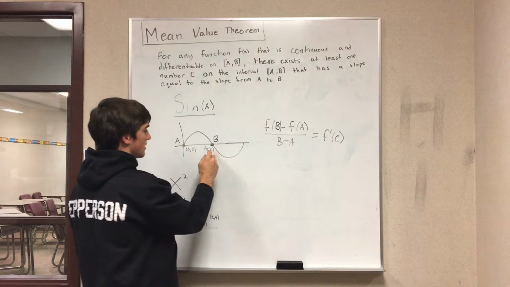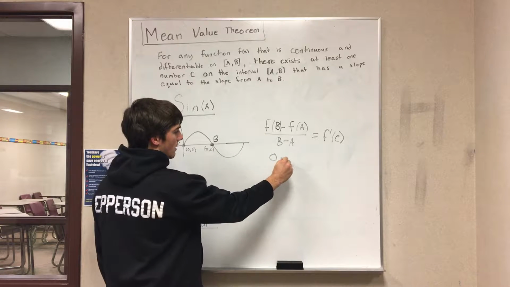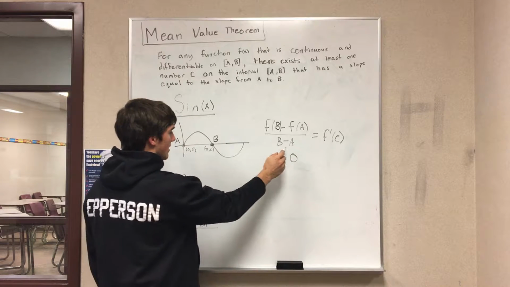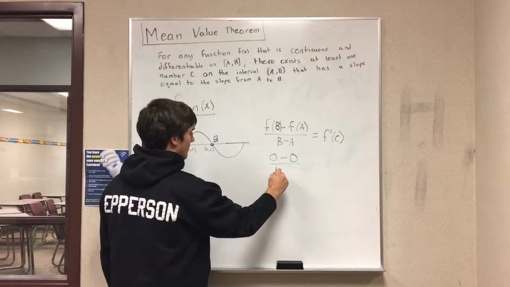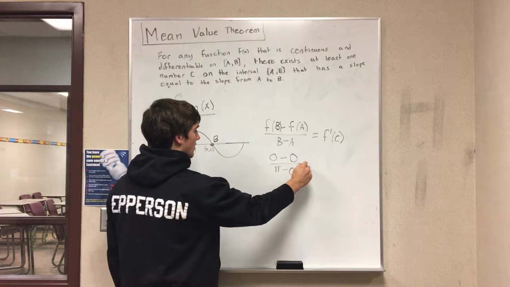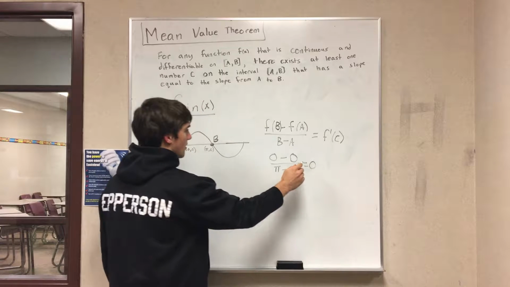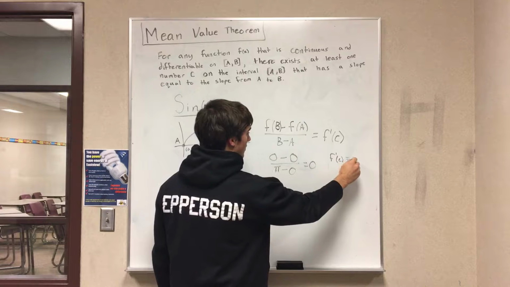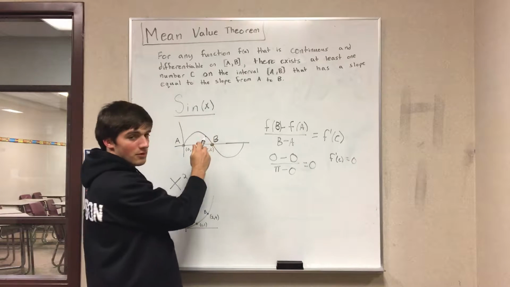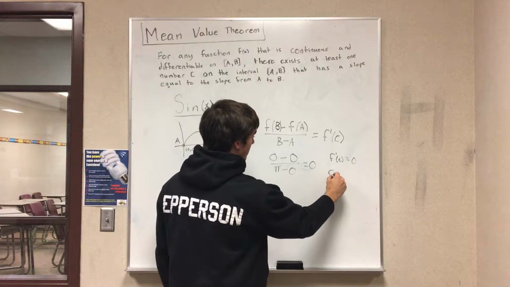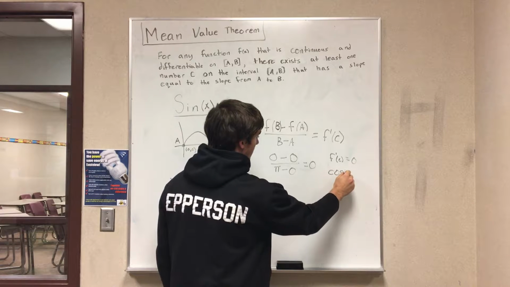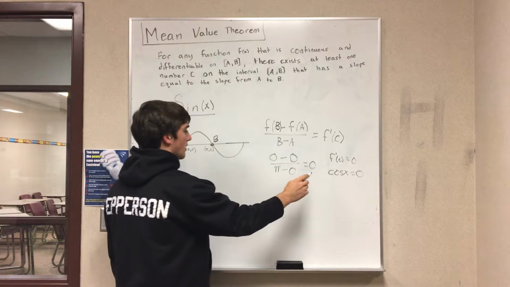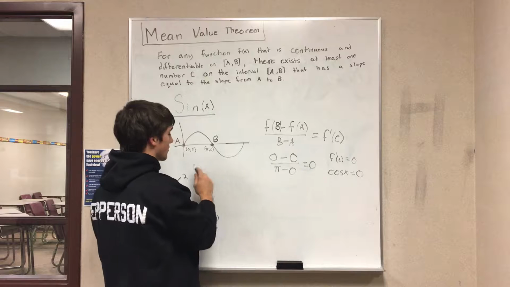So f of b equals 0, f of a equals 0, and b minus a is pi minus 0, and this equals 0. So you set f prime of c equal to 0. Next, you take the derivative of the original function, which is cosine of x, and you set it equal to 0. And it has to be on the interval from a to b, which is 0 to pi.